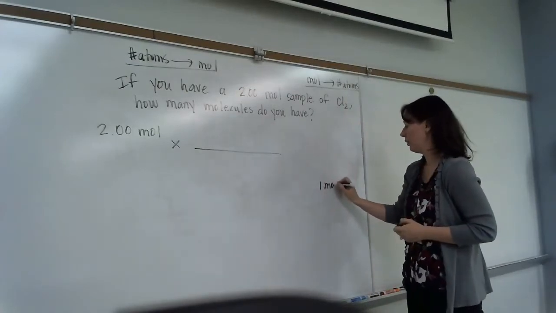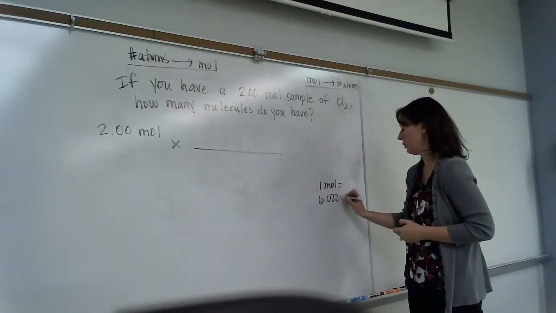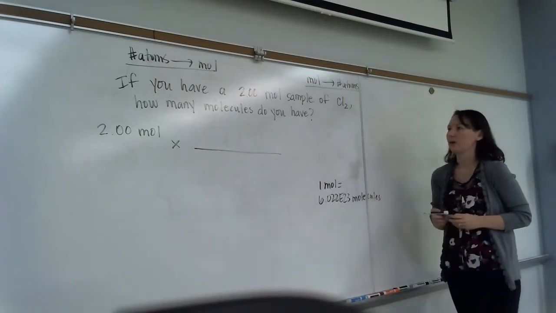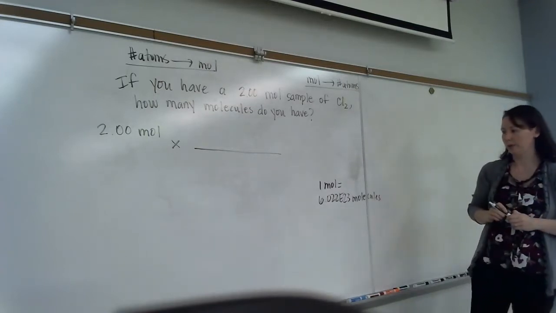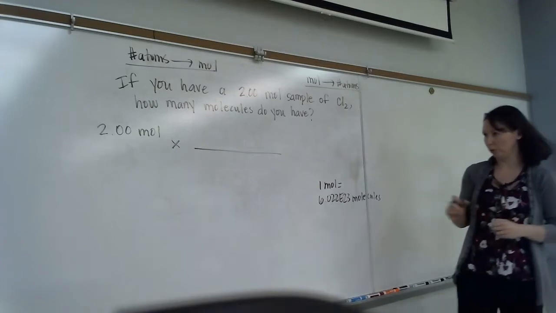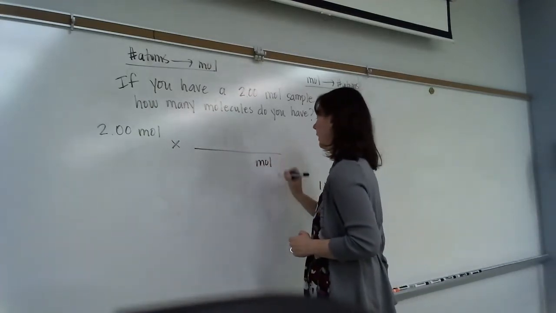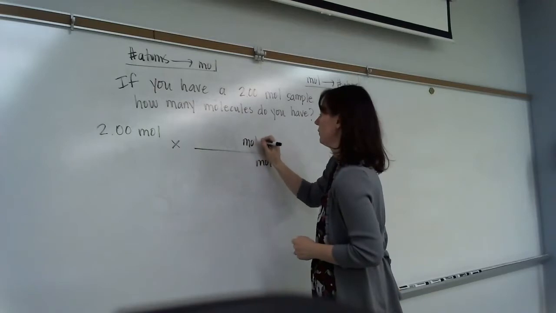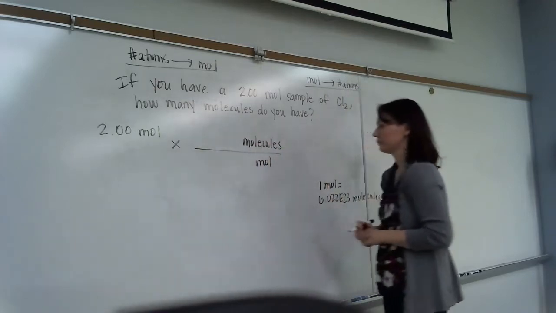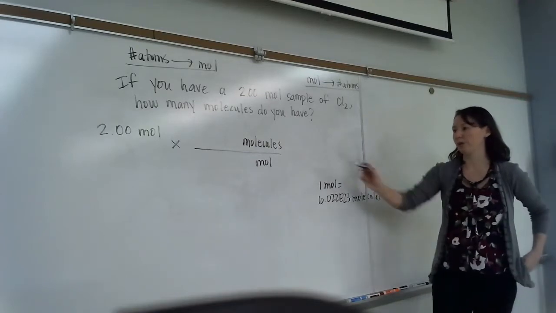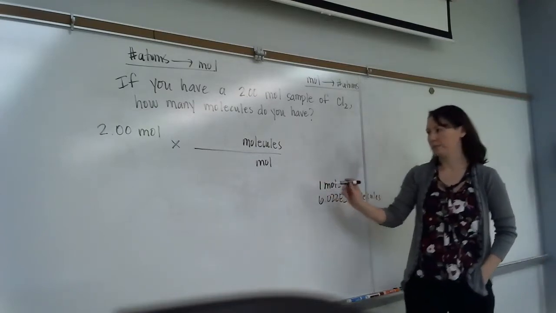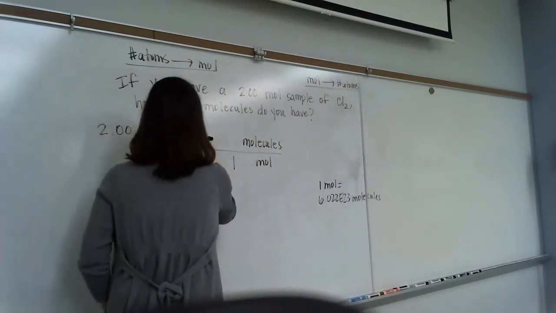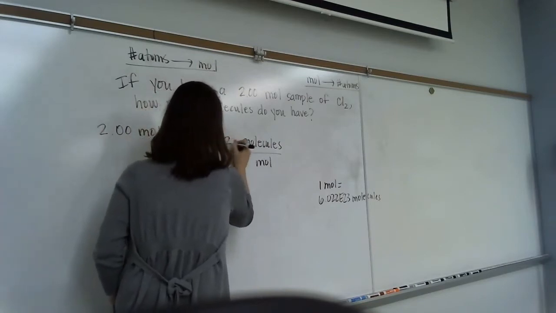Remember, 1 mole is equal to 6.022 times 10 to the 23rd molecules. So what goes on bottom and what goes on top? What goes on the bottom? Moles, right? And what goes on top? We're converting to molecules. Okay, so what number goes with moles? 1, right. And what goes with molecules? Avogadro's number, right. 6.022 times 10 to the 23rd.